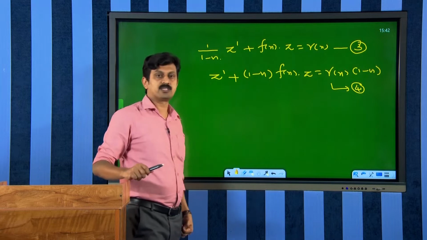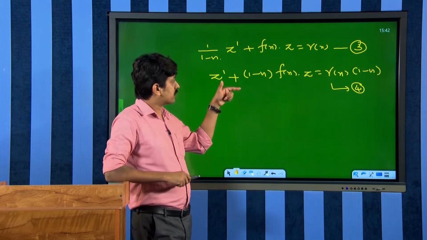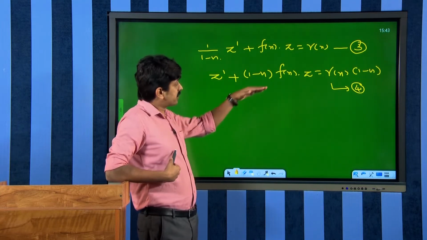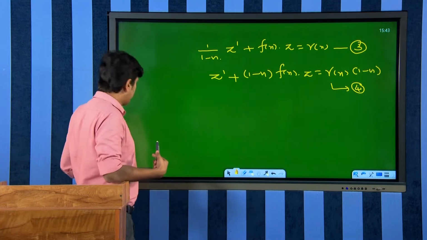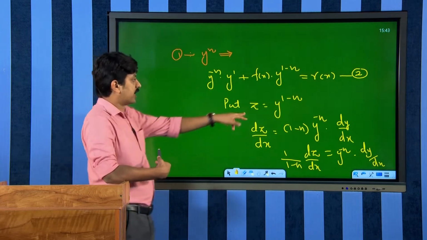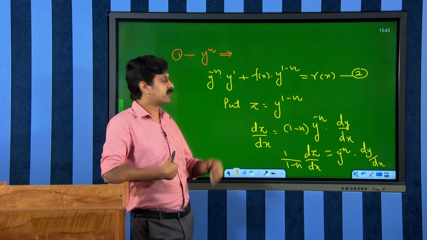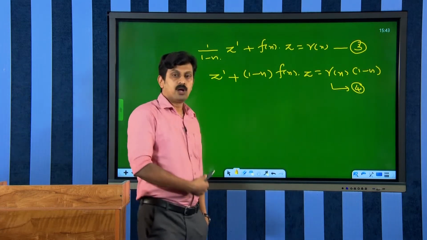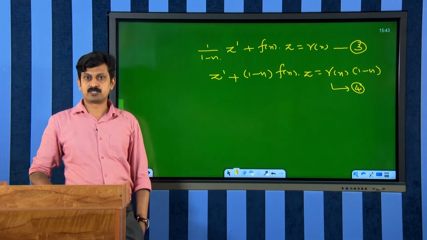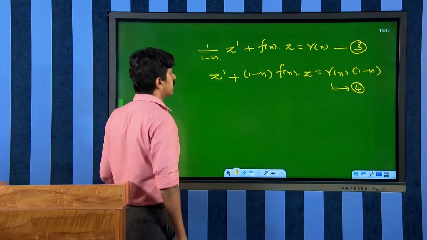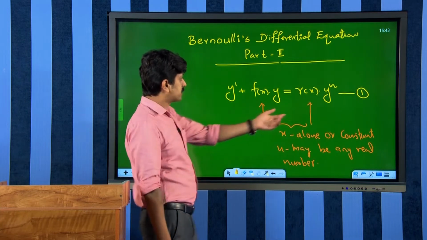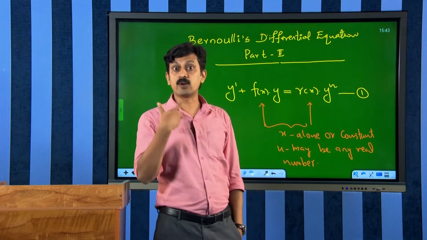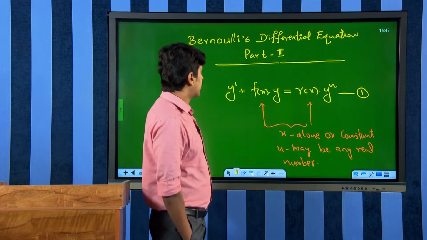We will solve this linear equation by the concept of finding the general solution of a linear differential equation. After getting the general solution in z and x, we replace z by y raised to 1 minus n, and then we get the actual general solution of the Bernoulli's equation. Now, y raised to n need not always exist here. Instead of y raised to n, there may be any function of y other than y raised to n.